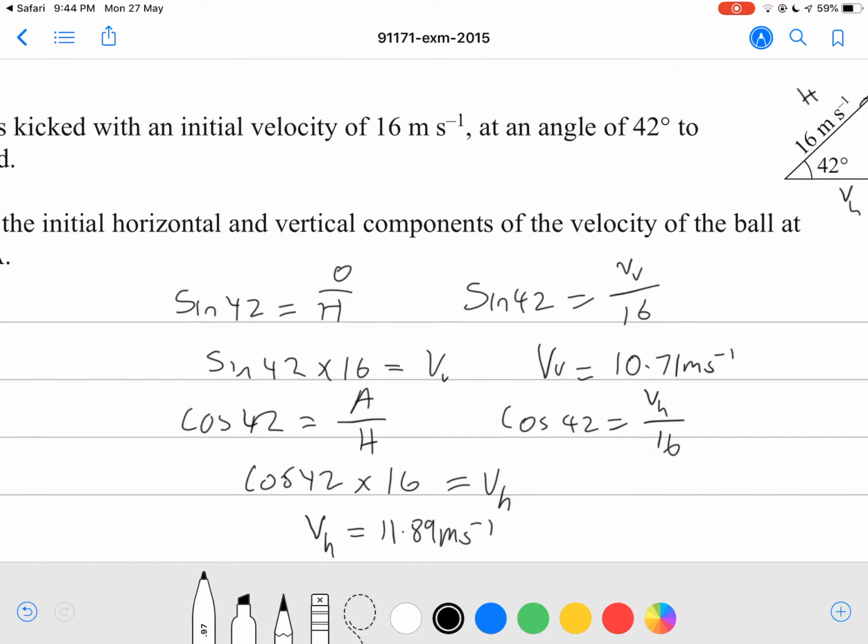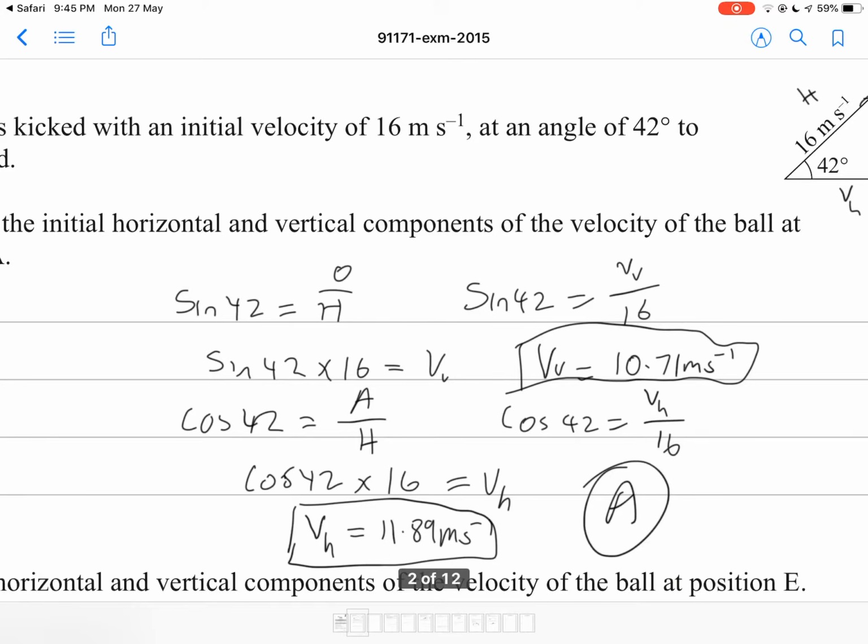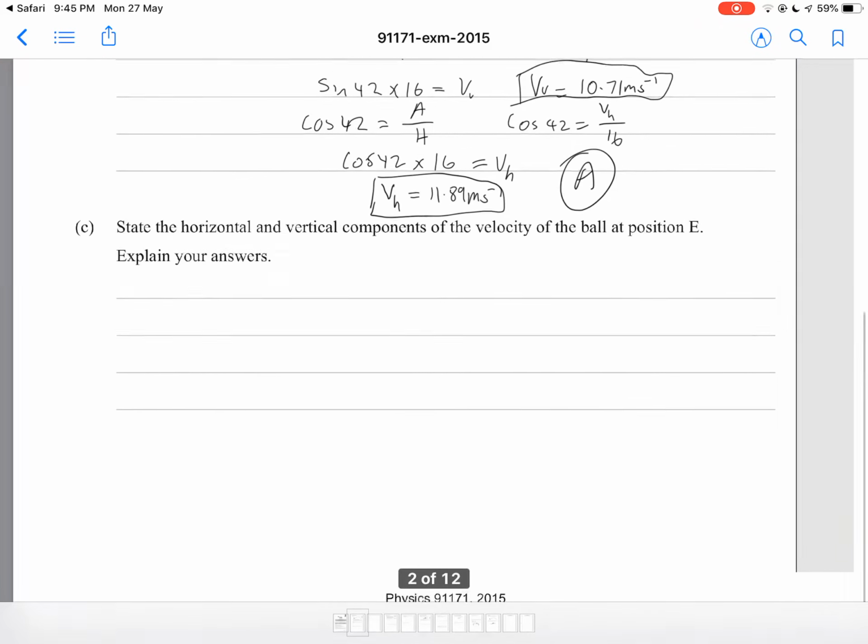That's basically it for this question. It's only an achieved question, so you need both of these correct. You need the vertical velocity and the horizontal velocity to get an achieved grade. So this is only an achieved question. Moving on.